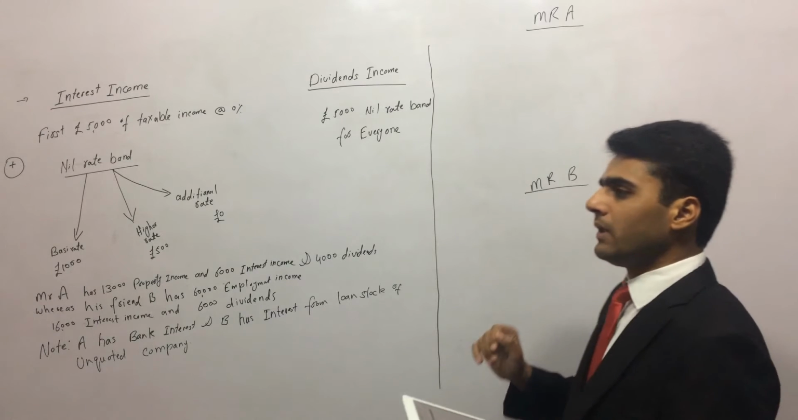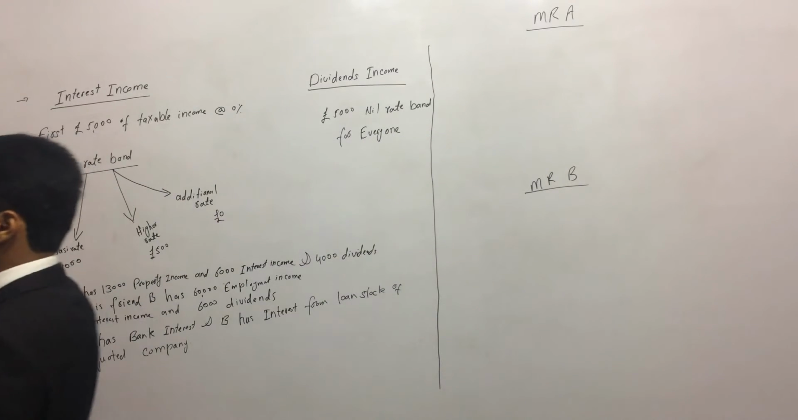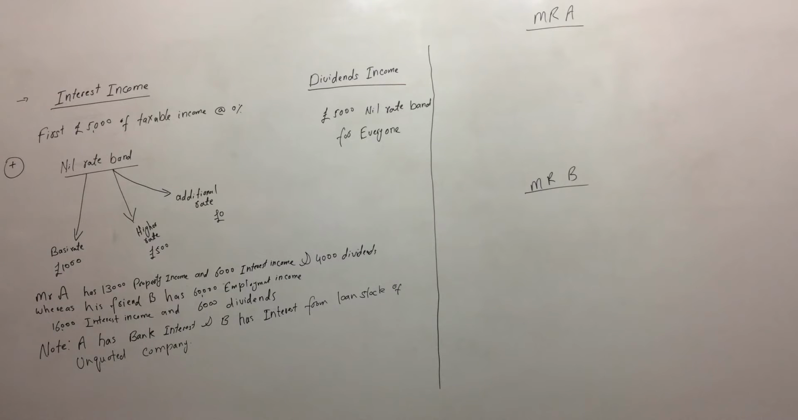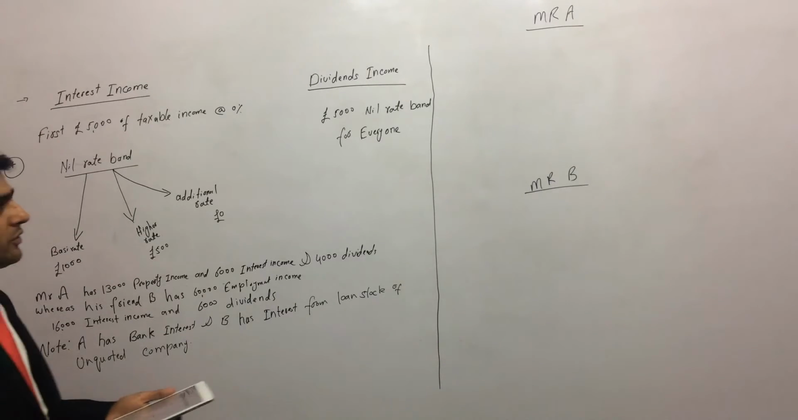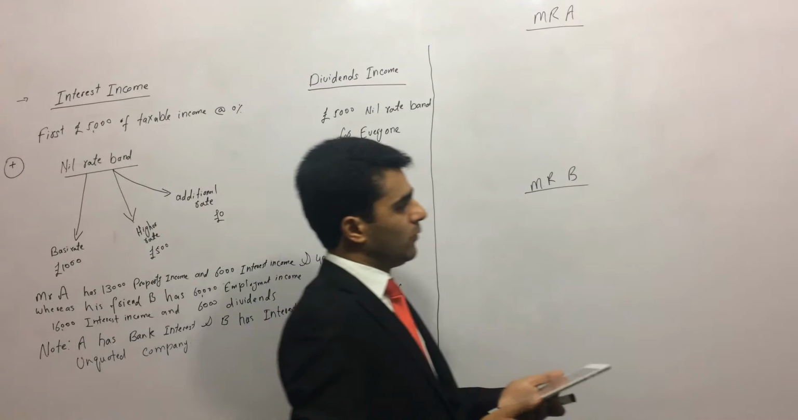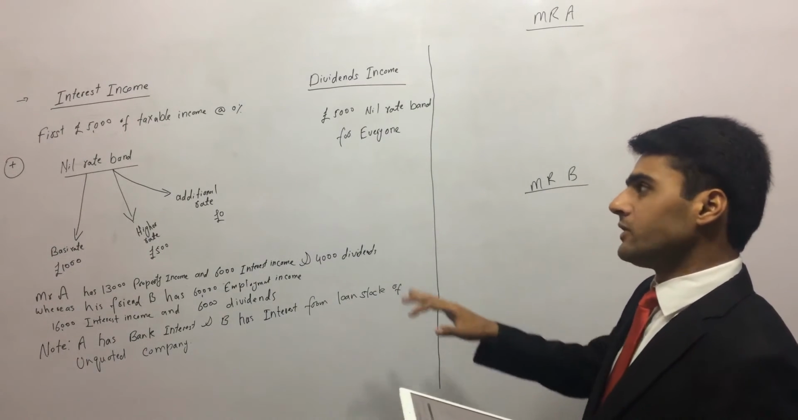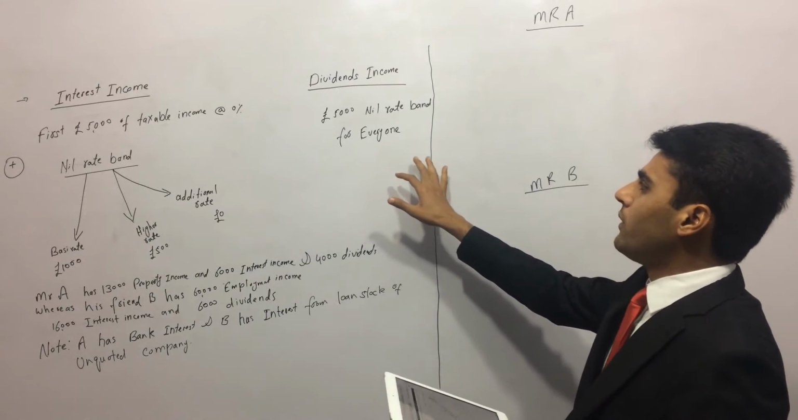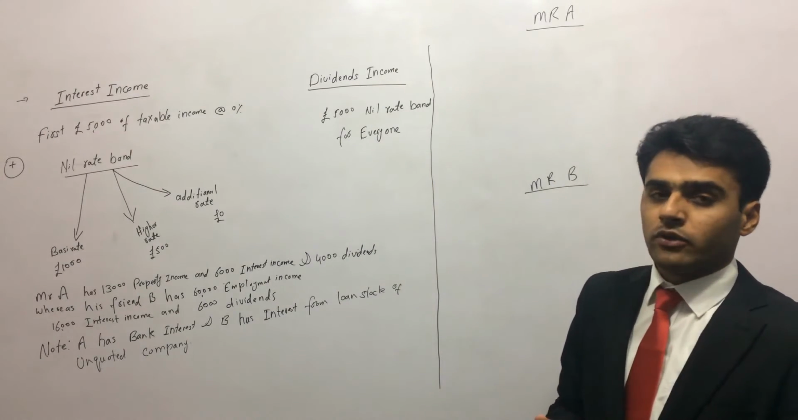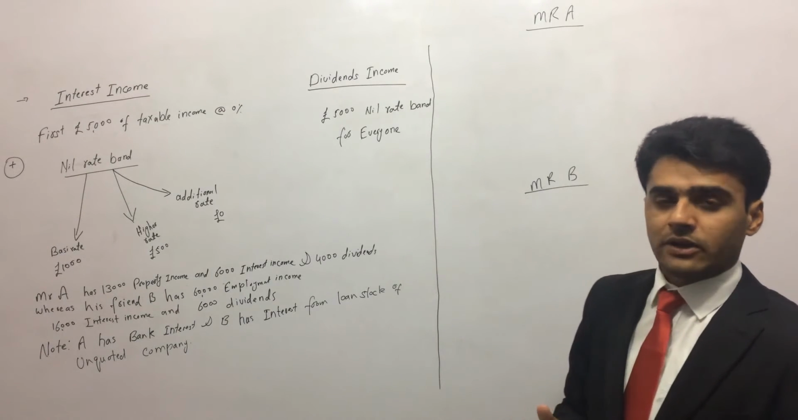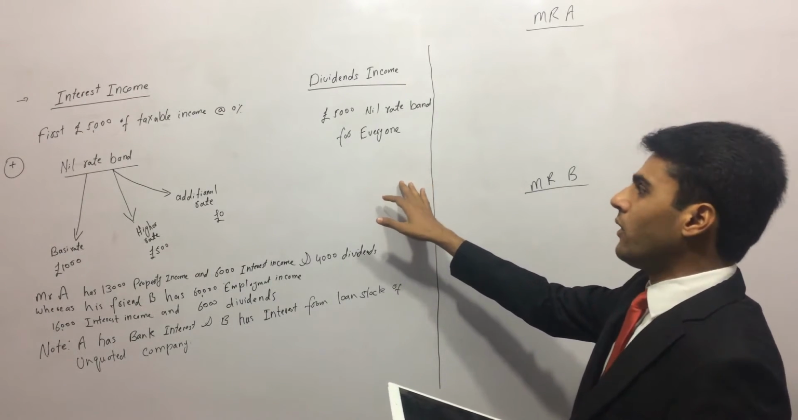Now please come to the dividend income. Previously what we used to do was we used to get the net amount of the dividends. However, now we get the gross amount of the dividends. So we just need to pick up the dividends amount from the question, and put into the pro forma whatever we have got in the question. But additionally, we get £5,000 of nil rate band in the dividend section. Now this £5,000 is for everyone.